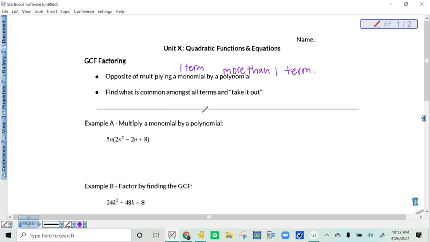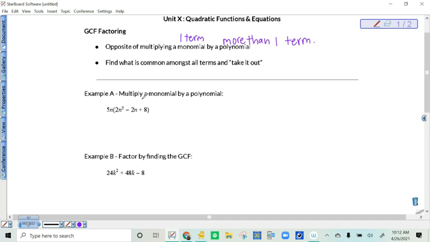So I'm going to go over two examples. The first one I'm going to go over is multiplying the monomial times the polynomial. So what do we do when I have a problem like this? When I have a monomial times a polynomial, what do I do? Exactly. We're using the distributive property, where I take this 5n and I multiply it by each term inside the parentheses.